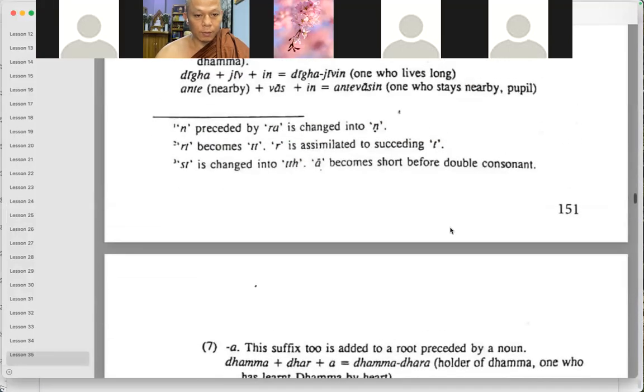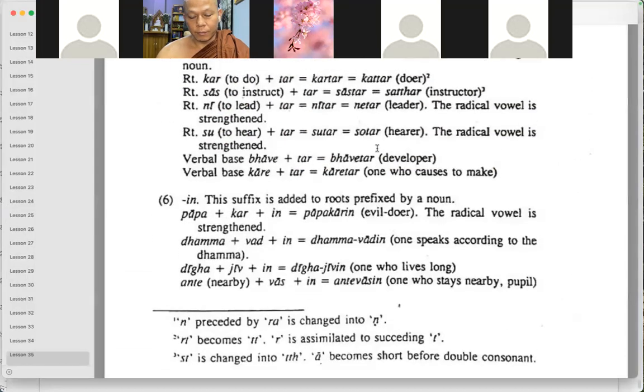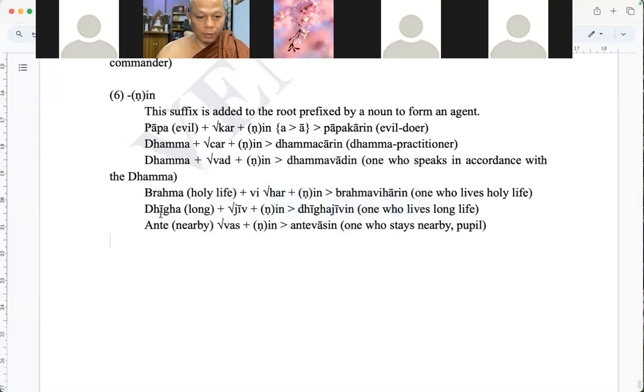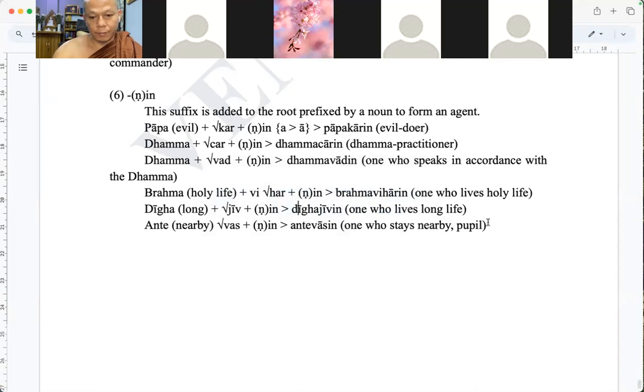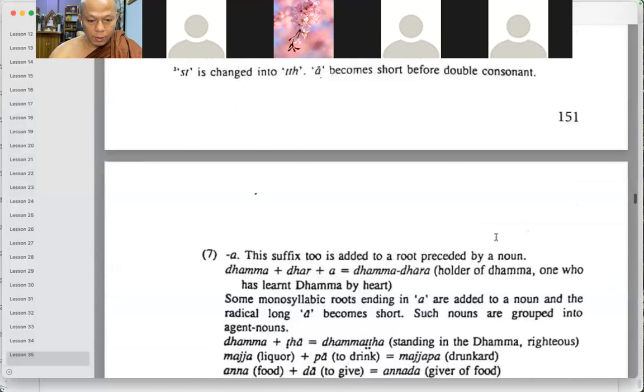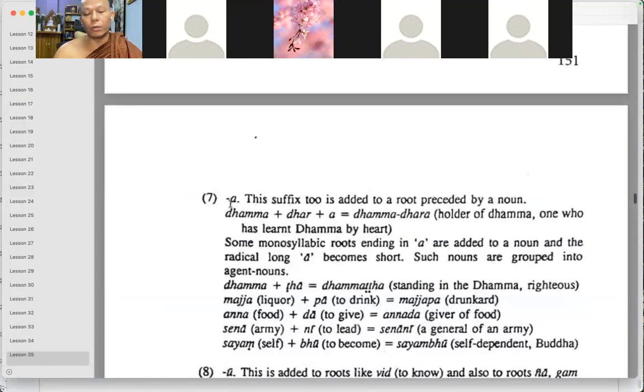Okay, and then. I think the word Dīgha, D-I, without the H, I think. Dīgha. Okay. Thank you. Okay, and then now another suffix. Another suffix is number 7. So that one also.